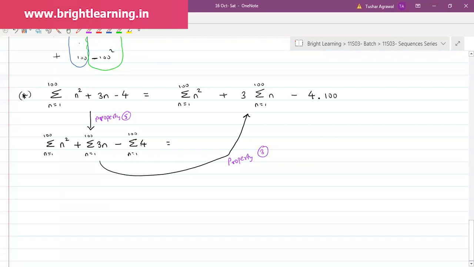And this summation of 4 when n equal to 1 to 100, summation of a constant, I am writing 4 multiplied by 100. This is property number 1, the first property that we saw, summation of a constant. The term constant is independent of n. So 4 plus 4 plus 4 plus 4 plus 4, 100 times. So 4 into 100. This whole thing you have to subtract. Okay, got it?